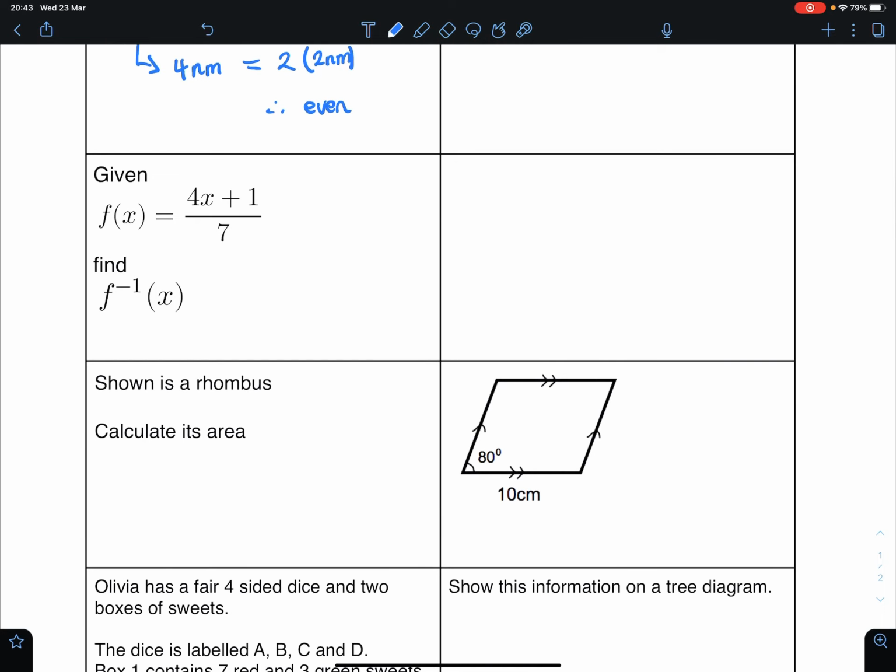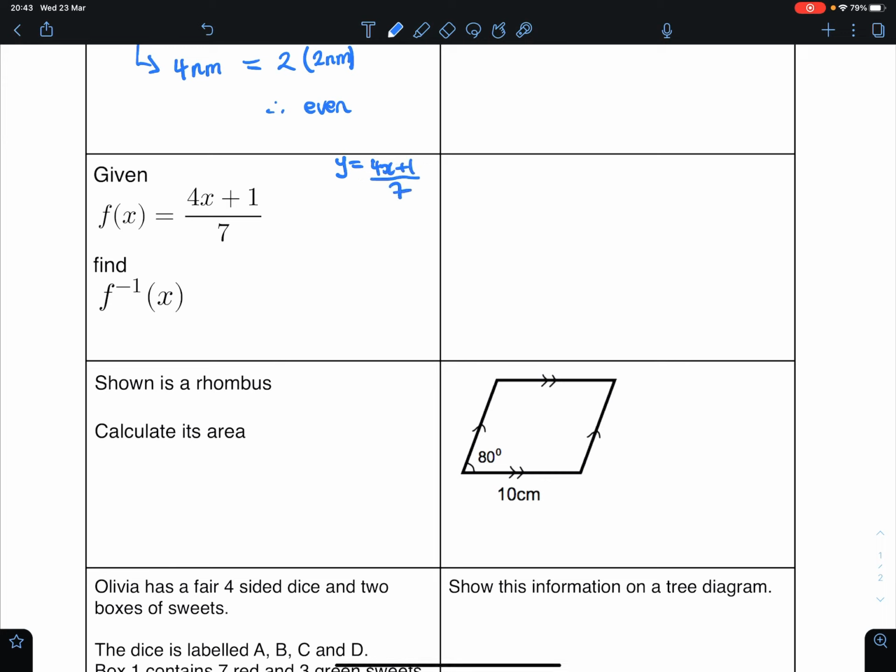Given that f of x is 4x plus 1 over 7, find f minus 1 of x. So if we had instead that y equals 4x plus 1 over 7, to work out f minus 1, i.e. the inverse function, we're going to swap x and y. So we're going to let x equal 4y plus 1 over 7. Okay, so we've swapped x and y around. And now the goal is to make y the subject.